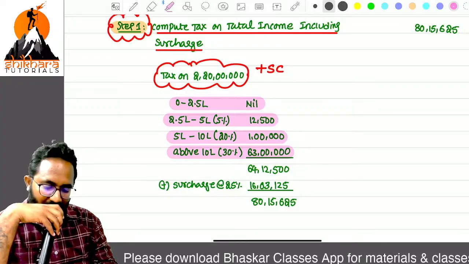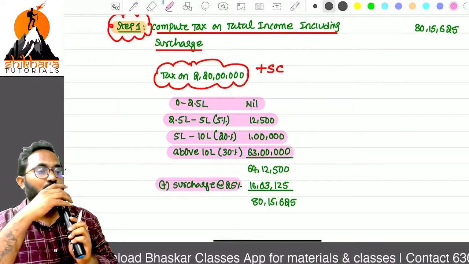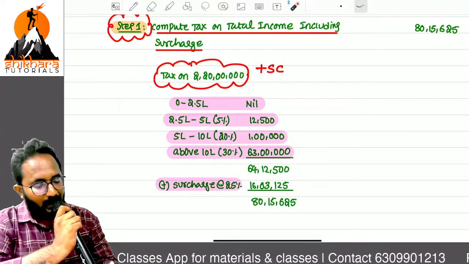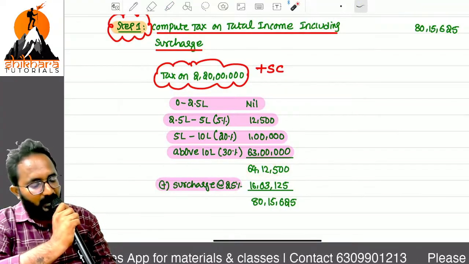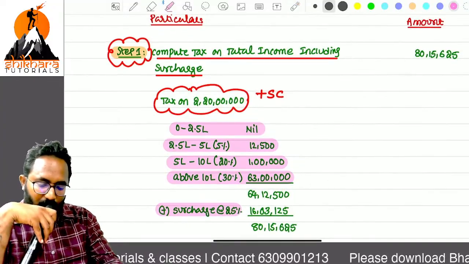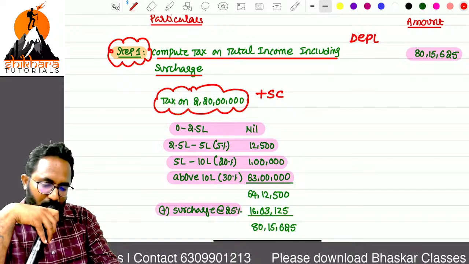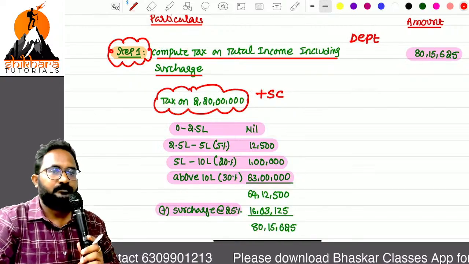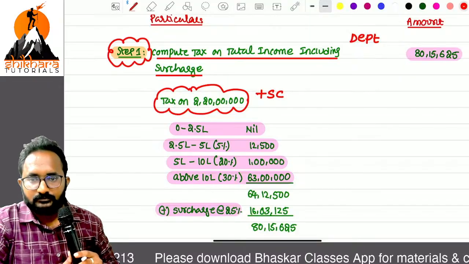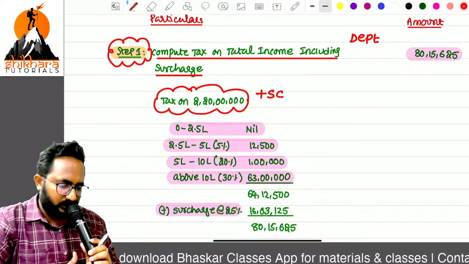For this we have to add what? Surcharge. Here, old regime, more than 2 crore to 5 crore, what is that? 25%. The 25% you need to apply on how much? 64 lakh 12,500. I got 80 lakh 15,625. That means the department is asking this much amount. Am I correct? Department is asking this much amount. That is fair only normally.